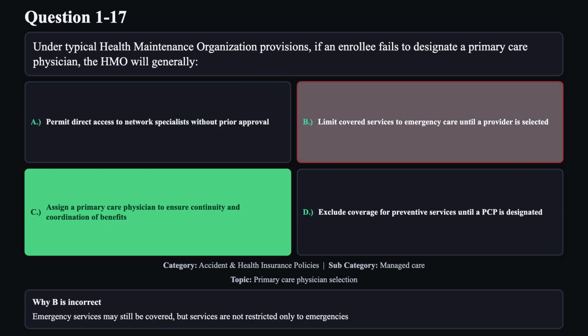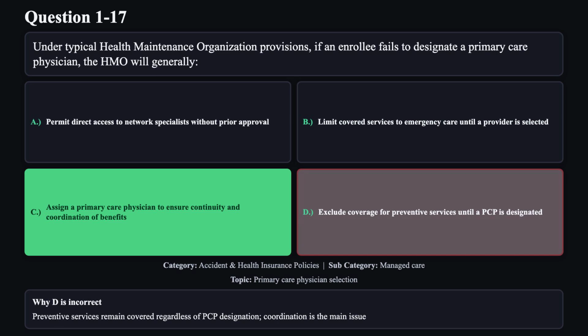Reason B is not correct. Emergency services may still be covered, but services are not restricted only to emergencies. Reason D is not correct. Preventive services remain covered regardless of PCP designation. Coordination is the main issue.